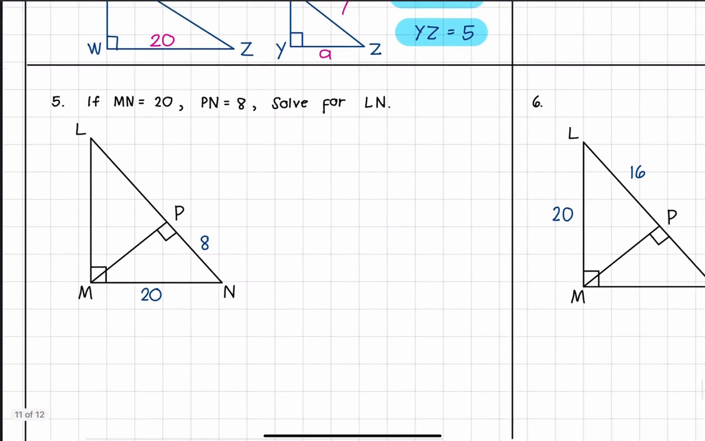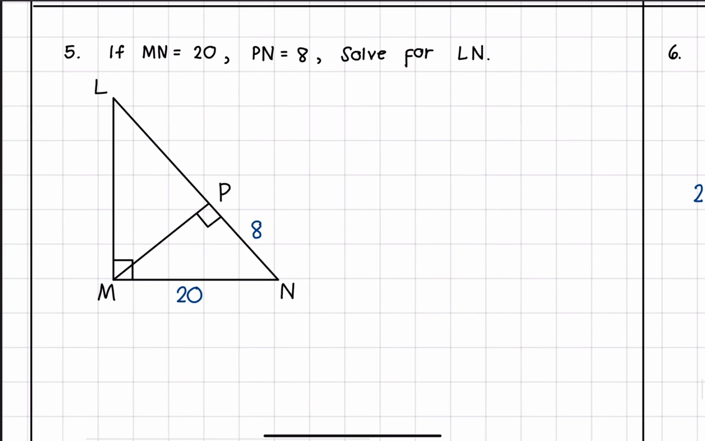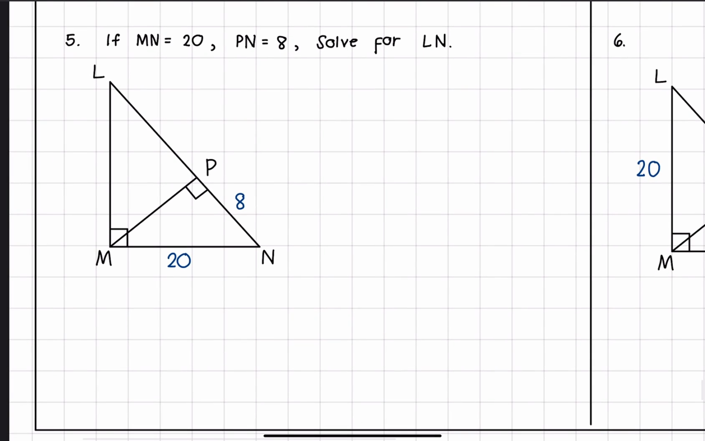Okay, for number 5, if MN measures 20, PN is equal to 8, solve for LN. So LN is the hypotenuse of the biggest triangle. That's what we are looking for. So since we're looking for that, I'm going to write this as X.